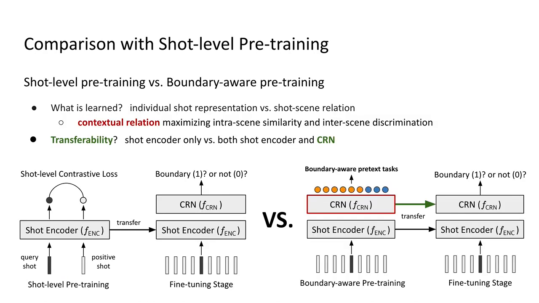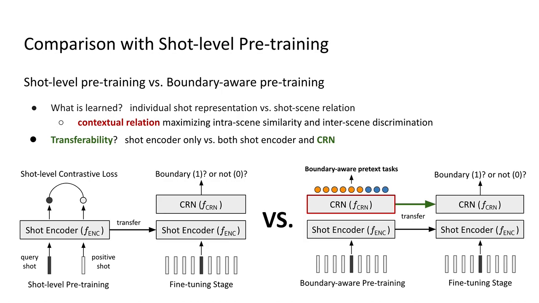For the experimental results, we summarize the contrast between the shard-level pre-training method and our method. During the pre-training step, the shard-level pre-training method takes a pair of two shards as an input and conducts shard-level contrastive tasks, whereas our boundary-aware pre-training takes the sequence of shards and performs boundary-aware pretext tasks. By this difference, shard-level pre-training learns simple individual shard representations, but our method learns relations between shards. In addition, the shard-level pre-training method pre-trains a shard encoder only, but our method pre-trains both the shard encoder and the contextual relation network. Thus, only in our method, the contextual relation network can be transferred to fine-tuning.